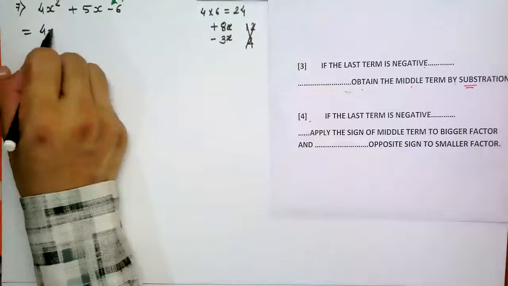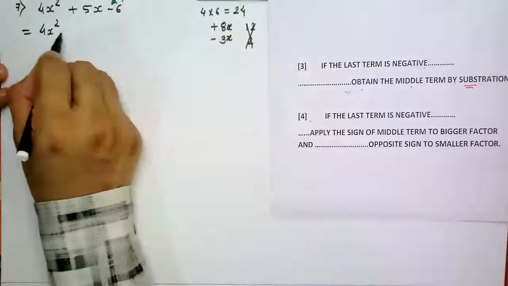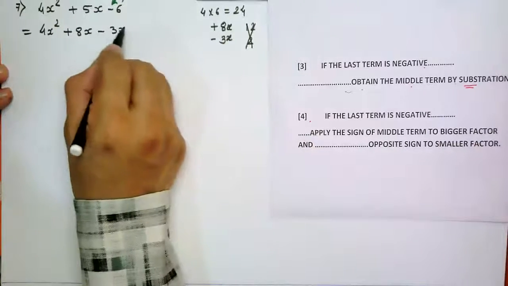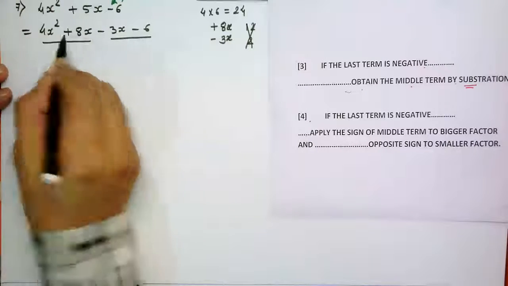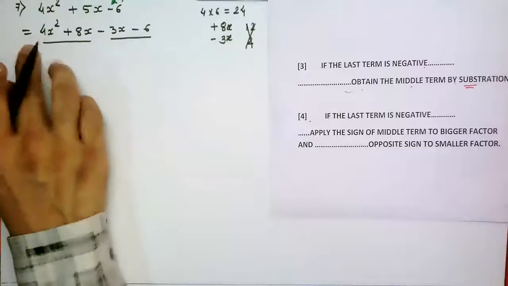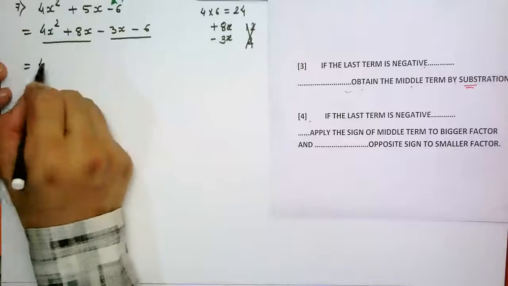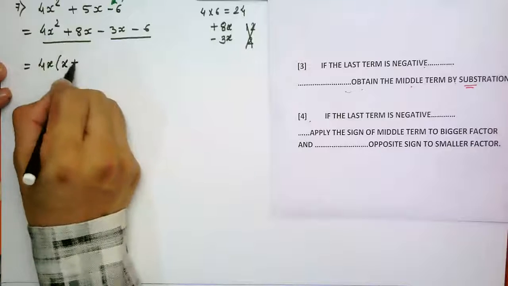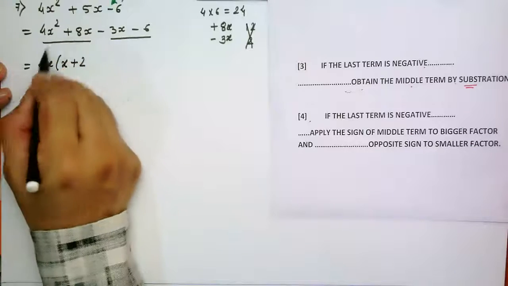4x squared. Replace this 5x by this 2. Plus 8x minus 3x minus 6. Try to take something common. 4 twos are 8, so 4 is common. X is present in both the terms, so x is also common. So that remains x plus 4 twos are 8. X has been taken common.